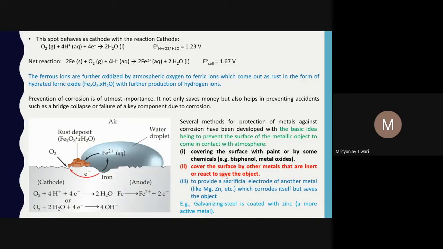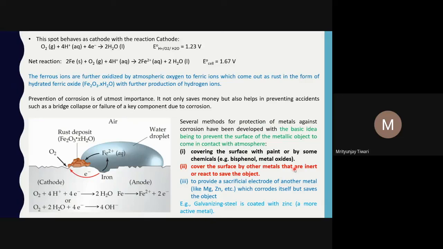The second method is to cover the surface with other metals that are inert or react slowly, to save the object. Some metals are inert and react very slowly with oxygen, so you can cover a highly reactive metal, which can easily undergo corrosion, with the inert metals. Inert metals will not react with oxygen, or even if they react, they react very slowly with the oxygen and the water or moisture, and so one can save that surface as well.